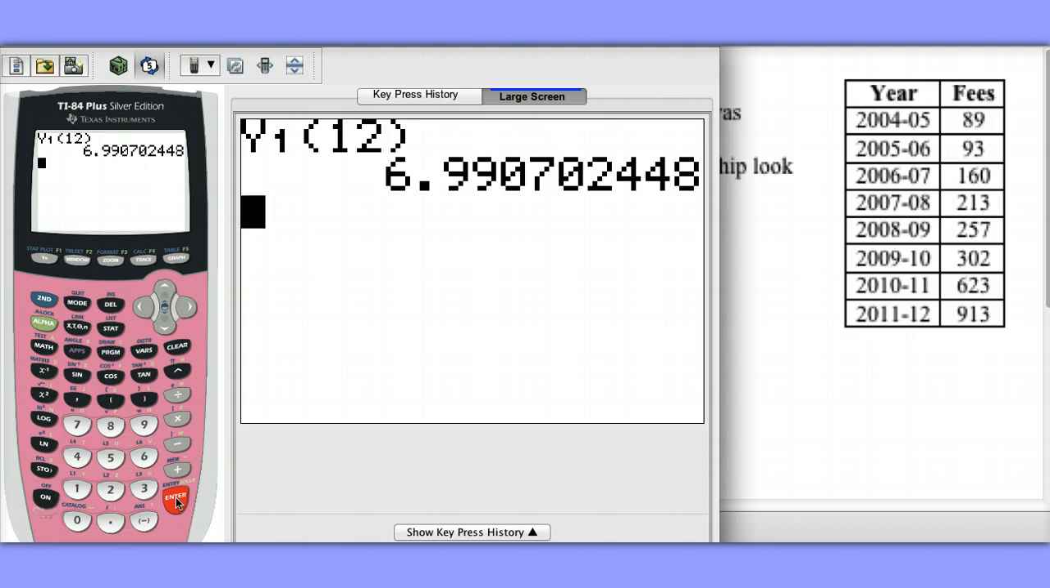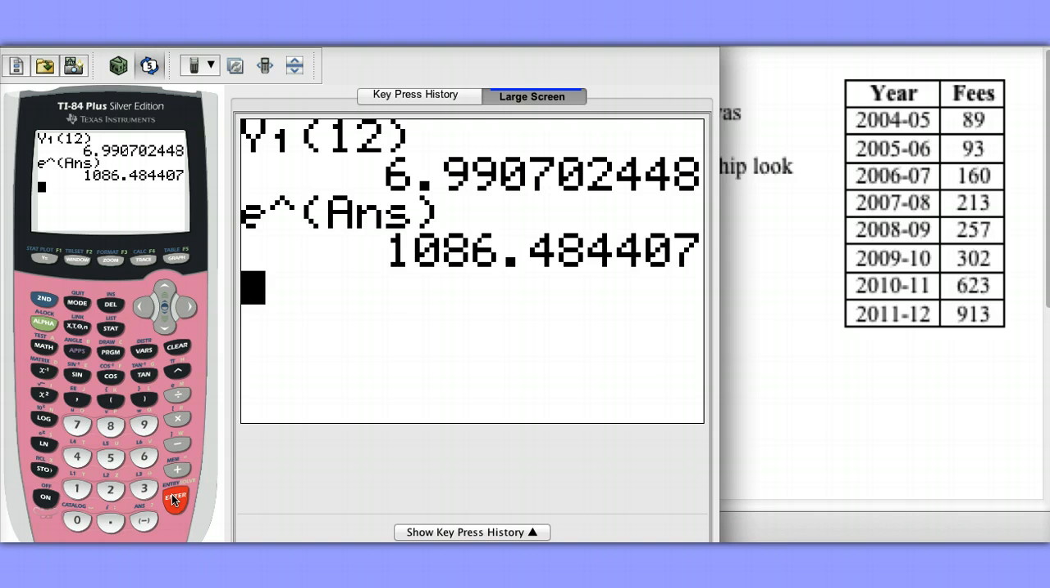Okay, now remember we had our model linearized, so I actually have to transform this a little bit. This is what we get when we do 0.332 times 12 plus 3, and that's actually equal to the natural log of fees. So I actually need to do e to this power to get the fee. Okay, maybe that'd be just about right.